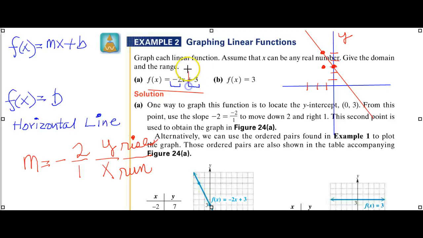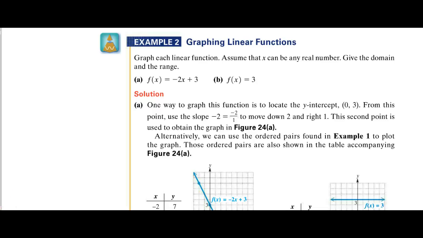You plot the y-intercept, and then you plot your slope. And it'll take some practice. All right, let's go up.